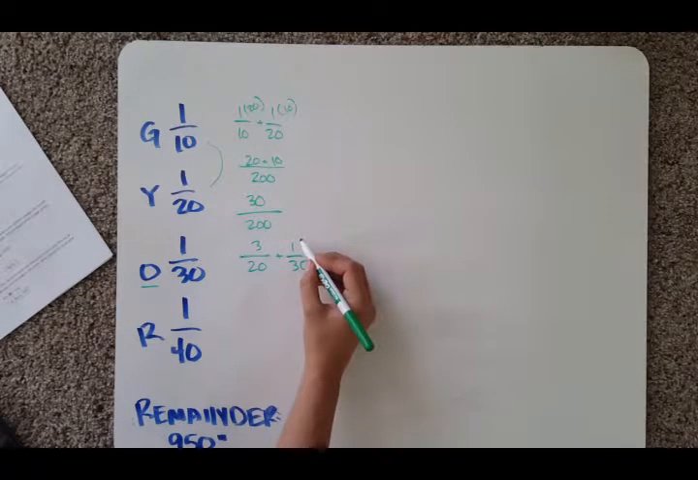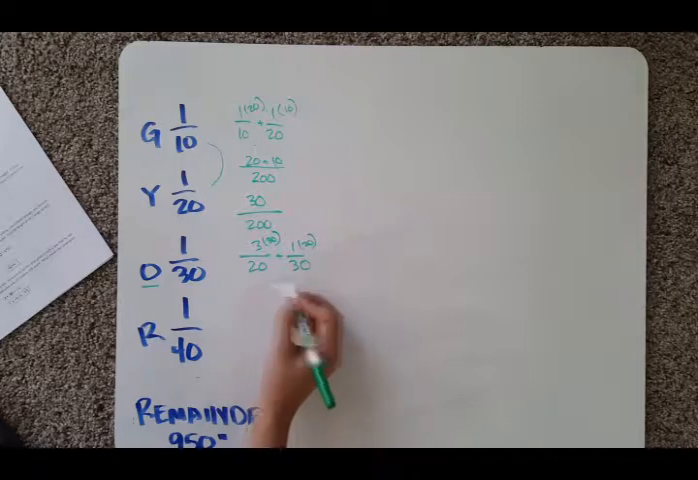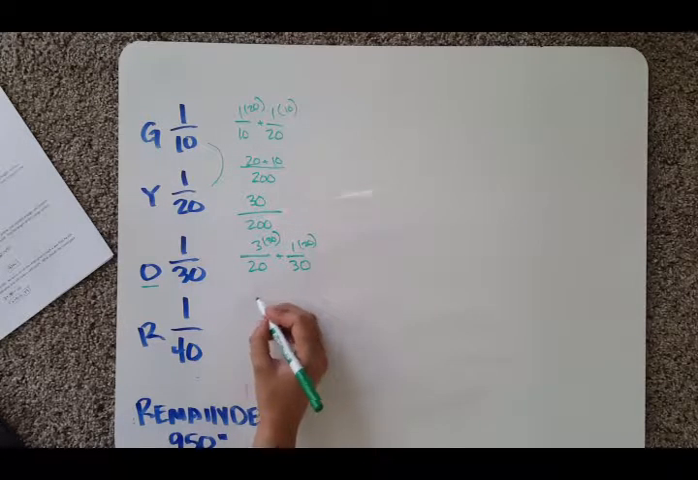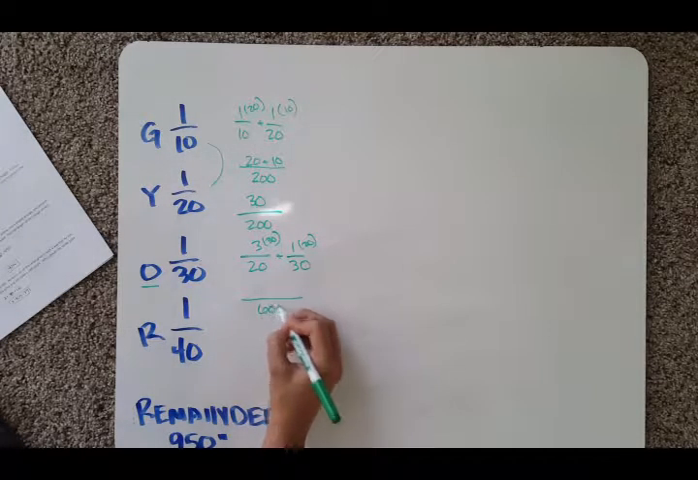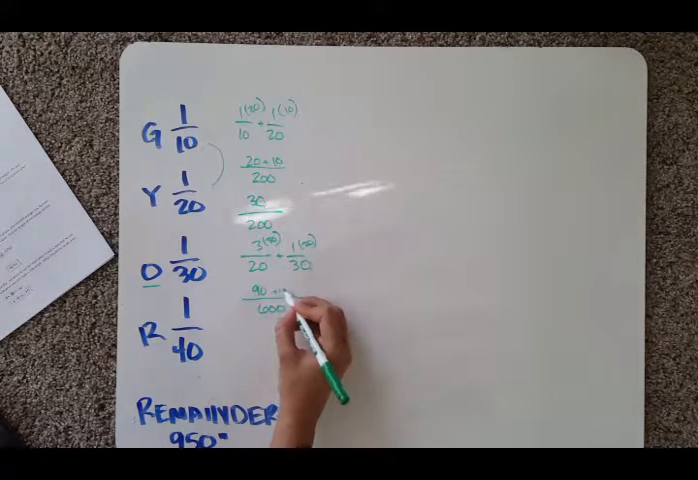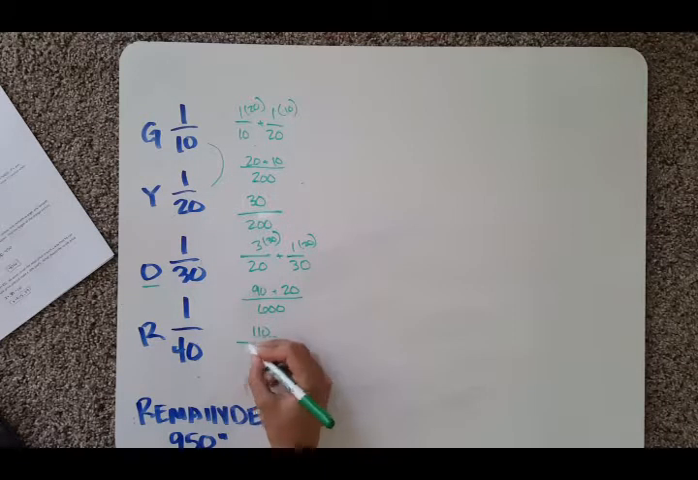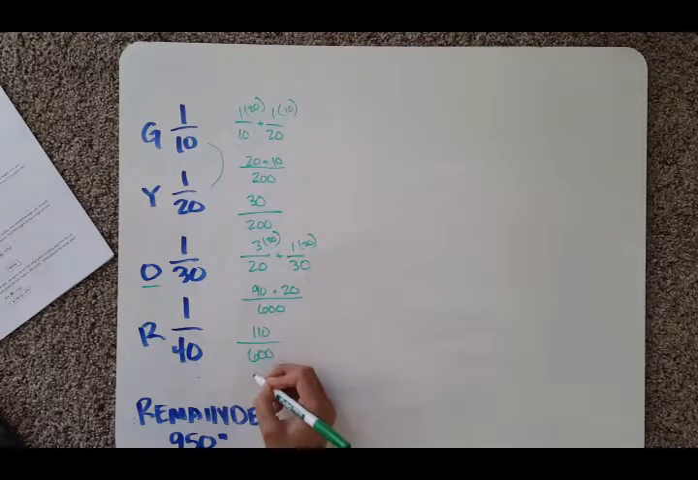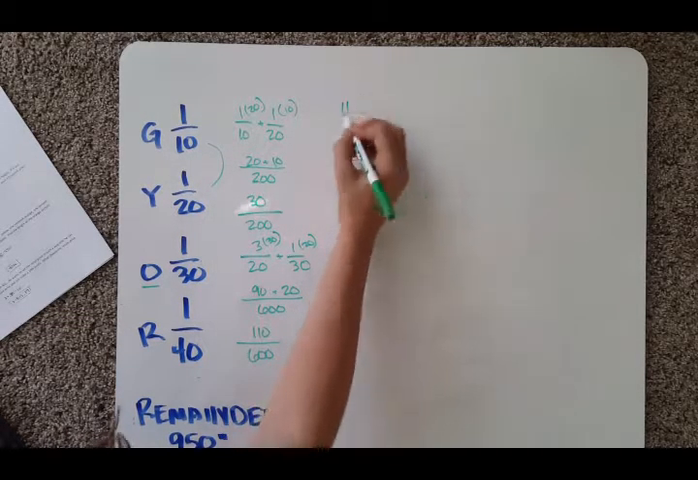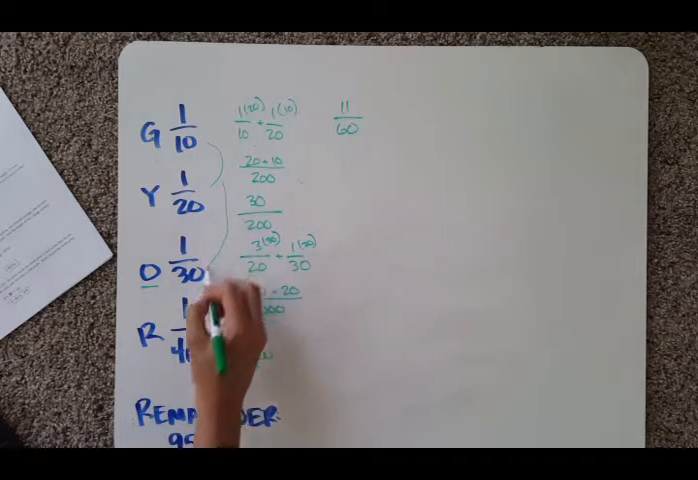Okay, now we're going to multiply this by 20 and this by 30, and same down below. So 20 times 30 is 600, and then 3 times 30 is 90 plus 20. So that gives us 110 over 600, or 11 over 60. So that's those added together with that.